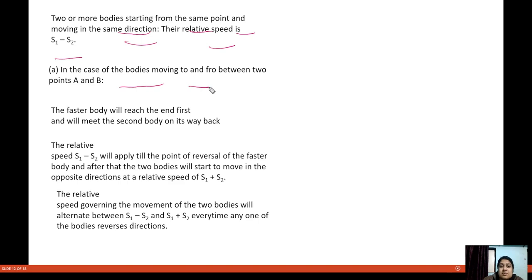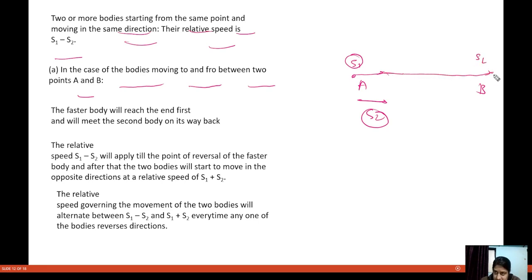In the case of bodies moving to and fro between two points A and B, these are two points A and B. Now you started moving with the speed s1 and I started moving with the speed s2. Let us consider that your speed s1 is greater than my speed s2. So you reached point B first and then returned with s1 speed only. But I am still going. When I am going and you are also going in the same direction, our relative speed is s1 minus s2, because your speed s1 is greater than my speed.